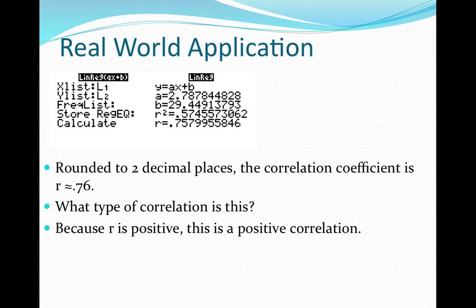But we will come back to it, and we will be able to answer it, both on the negative side and on the positive side. Right now, we're just going to assume that anything that comes out positive for R is considered a positive correlation, and anything that comes out negative for R is considered a negative correlation.